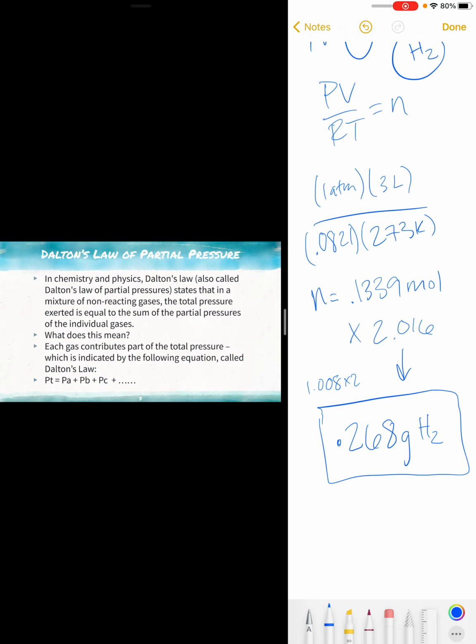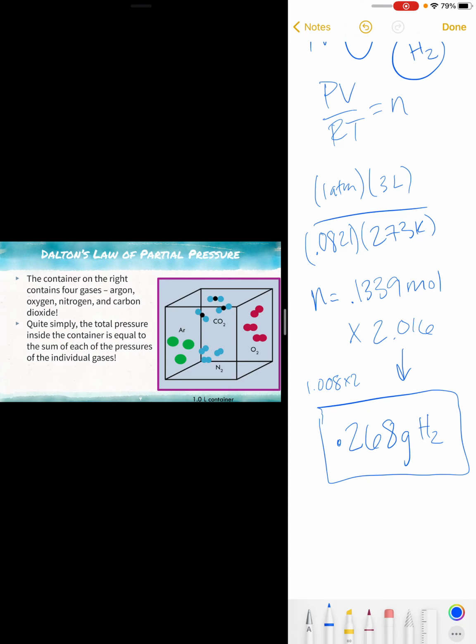All right, so we're continuing on talking about some of the other gas laws. First, we have Dalton's law of partial pressure. In chemistry and physics, Dalton's law, which is called Dalton's law of partial pressures, states that in a mixture of non-reacting gases, the total pressure exerted is equal to the sum of the partial pressures of the individual gases. So that means each gas contributes part of the total pressure, which is indicated by this equation. It says P total equals pressure 1 plus pressure 2 plus pressure 3, and so on. You basically just add up your pressures to get a total.